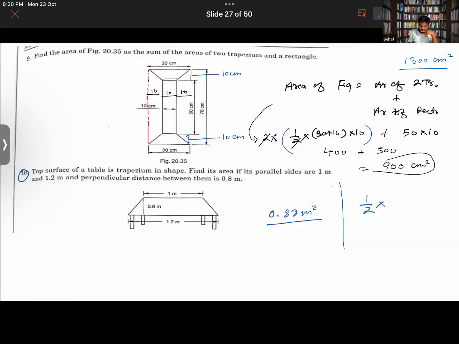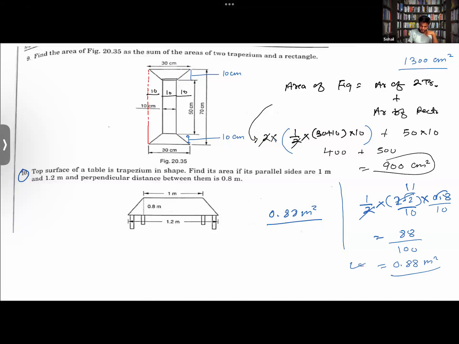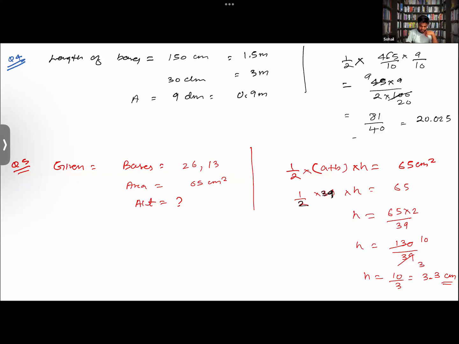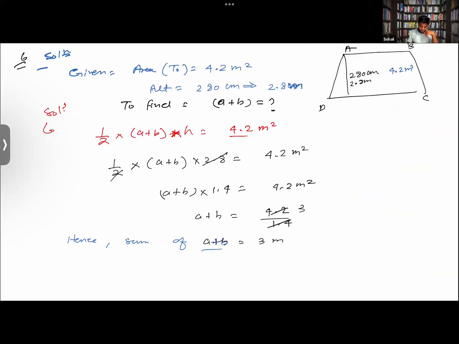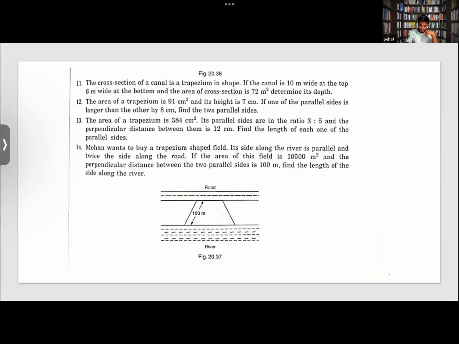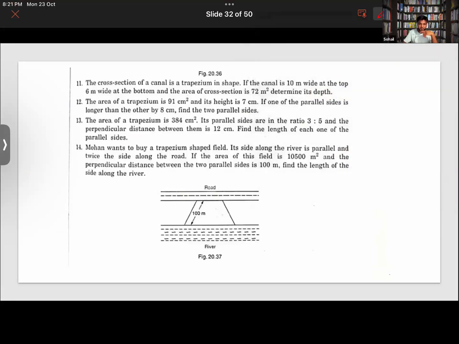Okay, then it's simply the opposite sides are given, half into 1 plus 1.2. That will be 2.2 over here, and then multiplied by 0.8. Right? It will be 1.1. So it's 88 upon 100, so that is 0.88 square meter. Correct. Then move on to the next question, question number 11. See this question. The cross section of a canal is a trapezium in shape.